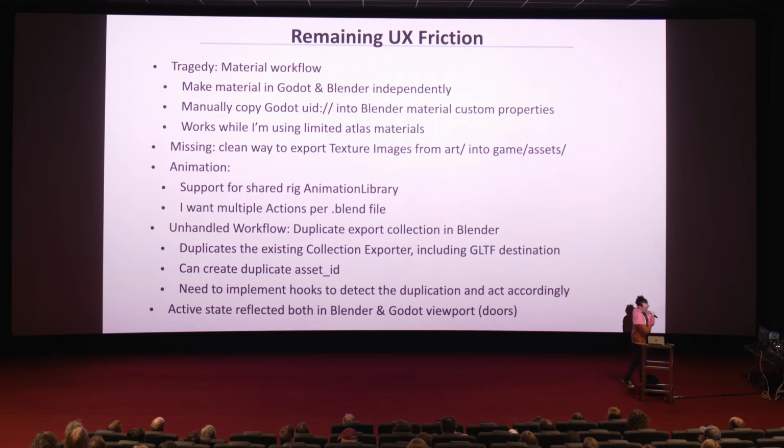Animation. On top of wanting multiple actions per blend file, I also want a shared animation library for a shared rig. So for example, if I have 5 different humanoid characters all using the same humanoid rig, each of those characters has their own animation library right now. I want that humanoid rig to also have an animation library. It's possible, it's just not implemented.